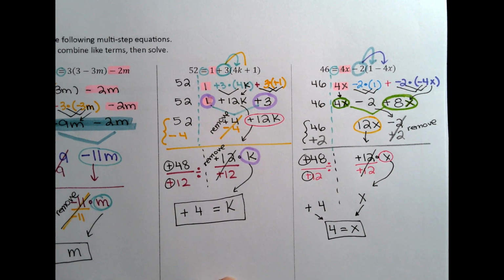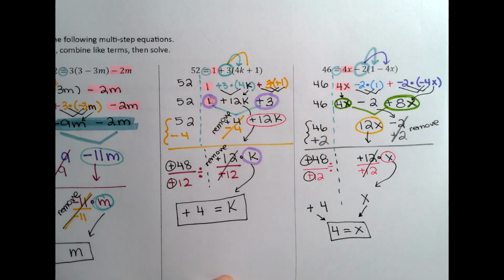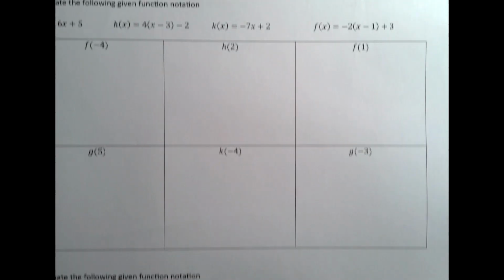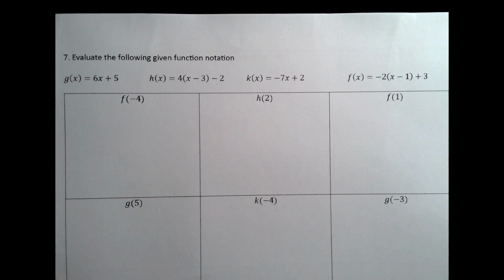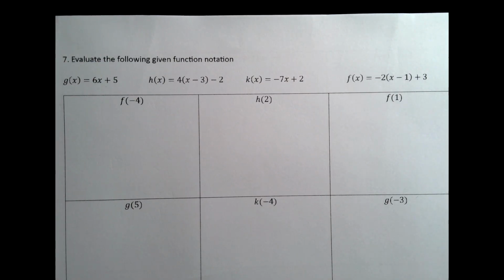4 seems to be a popular answer on this page. Alrighty, let's go ahead and move on. Our final thing that we learned in chapter 2 is evaluating functions. And evaluating functions includes inside versus outside notation.